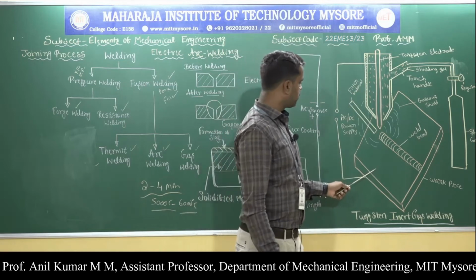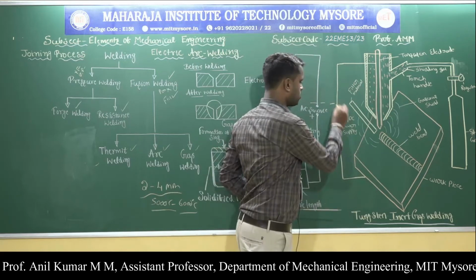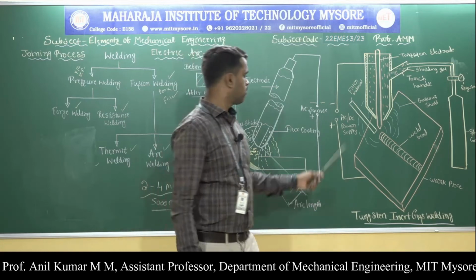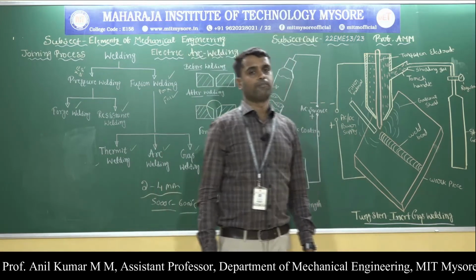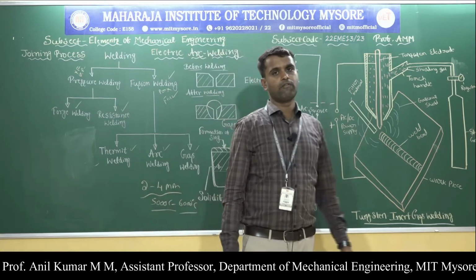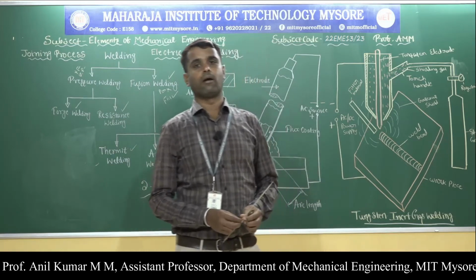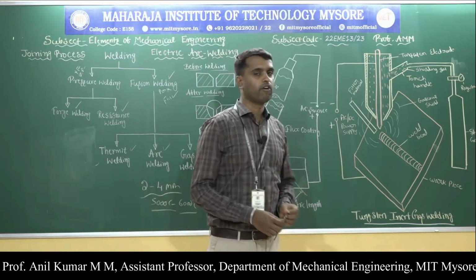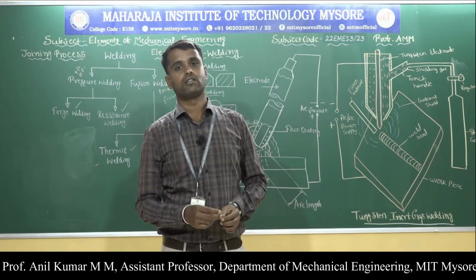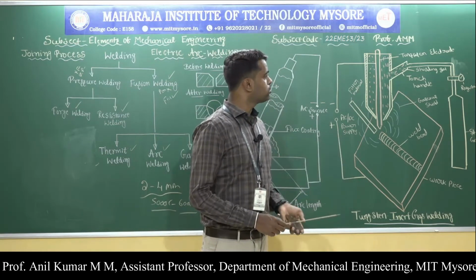And this is the workpiece material. The welding torch or electrode is connected to the negative terminal of the power source, and the workpiece is connected to the positive terminal, and an AC or DC power source is supplied to the welding area. Here AC is preferred for welding aluminum and magnesium alloys, and DC is preferred for welding stainless steel, copper alloys, and nickel alloys.